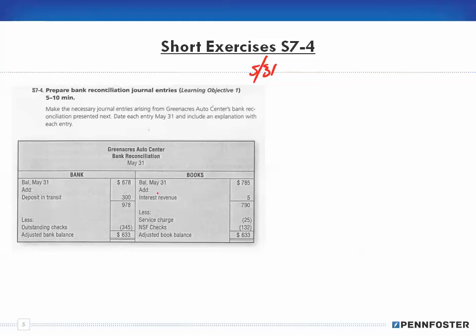We're looking at our books and we have an entry for interest revenue for $5. If you go through the thought process and you ask yourself, does this affect cash? Well, the answer is yes, because I'm adding $5 in cash to my books. So if I'm affecting cash and cash is increasing, that means I'm going to debit my cash for $5. And then I have to credit something else because debits have to equal credits. What am I going to credit? Well, I'm going to credit interest revenue for $5, and that's it.